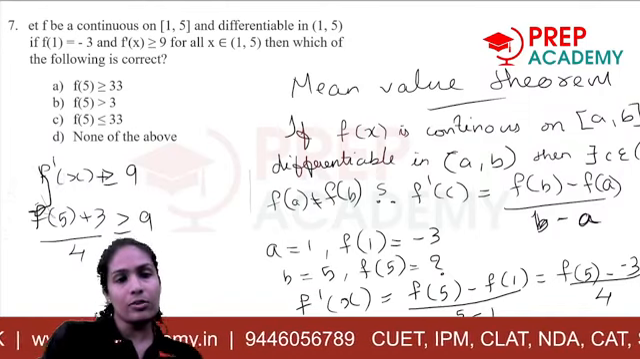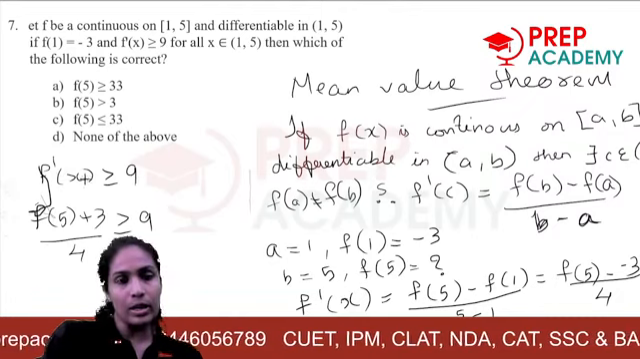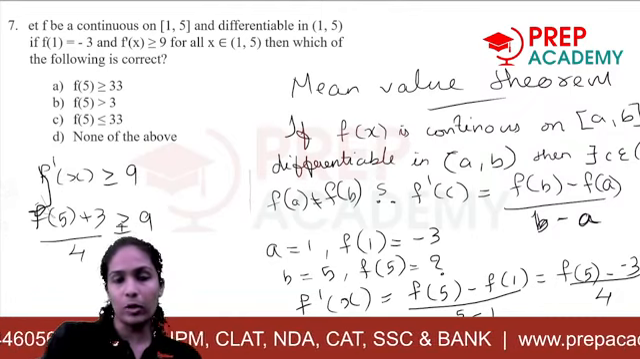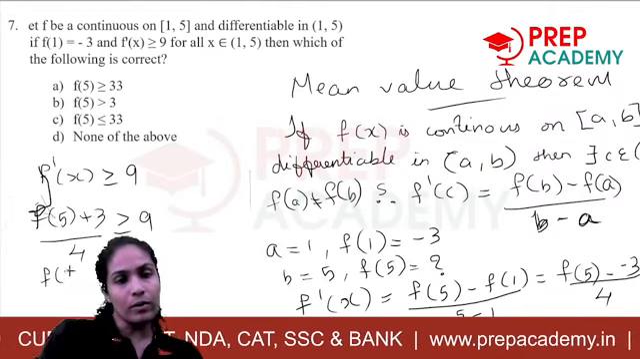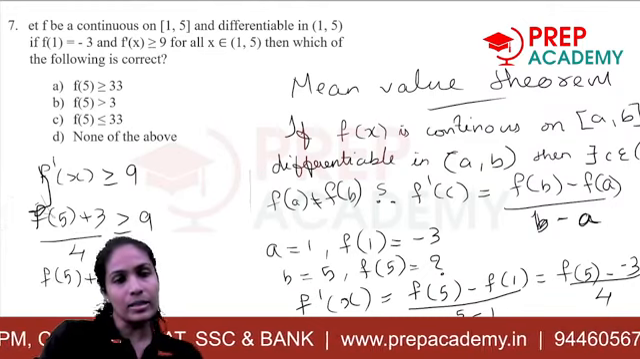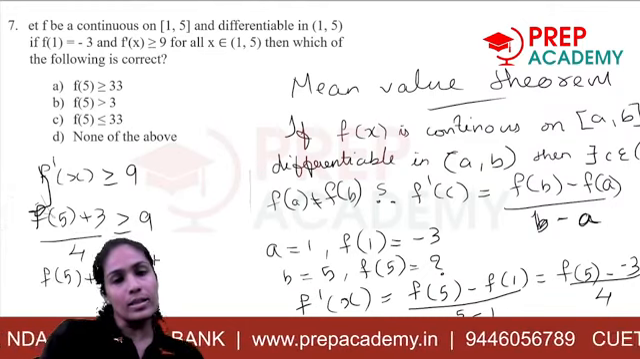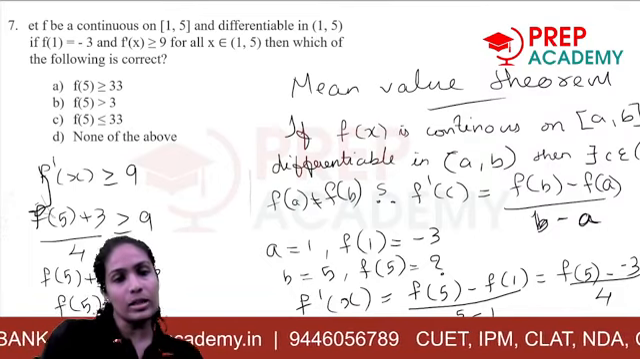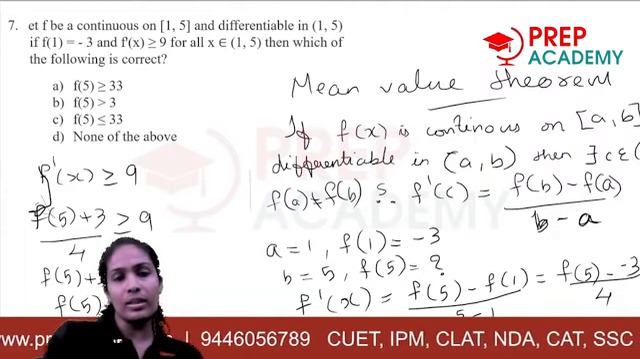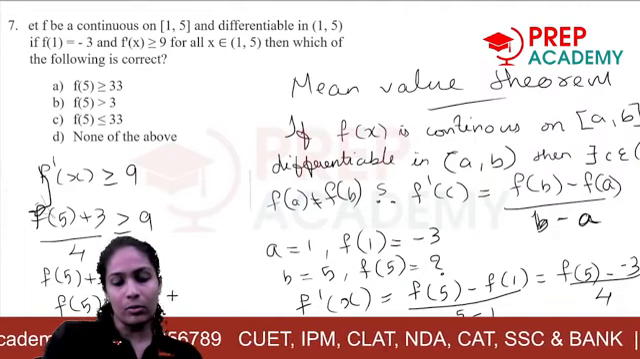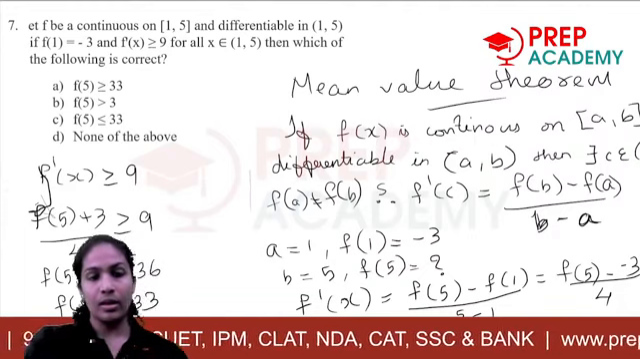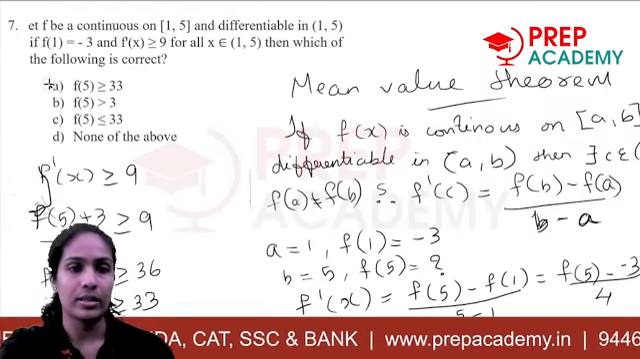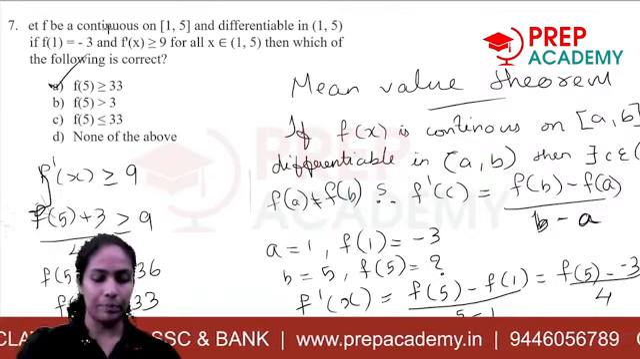So f dash of x is greater than or equal to 9. We can replace this f dash of x by (f of 5 plus 3) by 4 greater than or equal to 9. So f of 5 plus 3 is greater than or equal to 4 nines, which is 36. F of 5 is greater than or equal to 36 minus 3, which is 33. So f of 5 is greater than or equal to 33 is the correct option. That is option A.